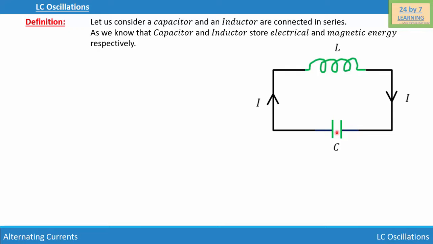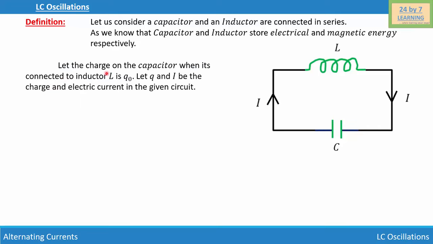They are connected to each other in series, and let I ampere of current pass through both inductor and capacitor. Let the charge on the capacitor when it's connected to inductor L be Q0. Let Q and I be the charge and the electric current in the circuit. Then according to Kirchhoff's law, we have Q over C minus L di over dt is equal to 0, and let this be our equation number 1.